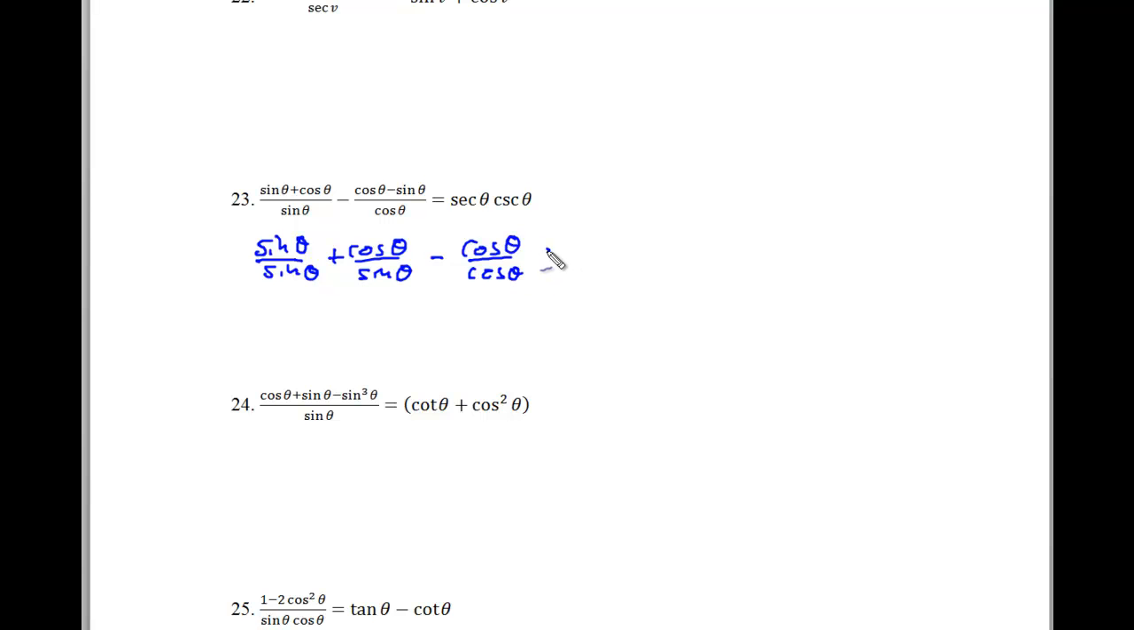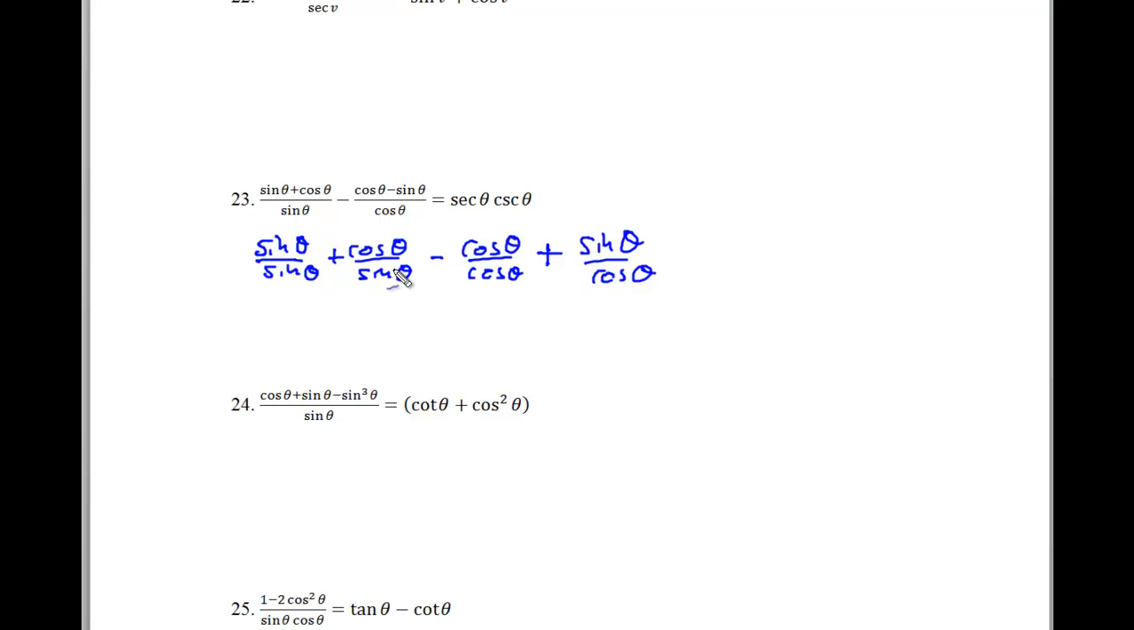Now this is important. This would be a plus sine of theta over cosine of theta. Why is that? Because this whole fraction is being subtracted. So this would be minus cosine theta over cosine theta, and the negative and negative make a positive. So what does all this break down to?